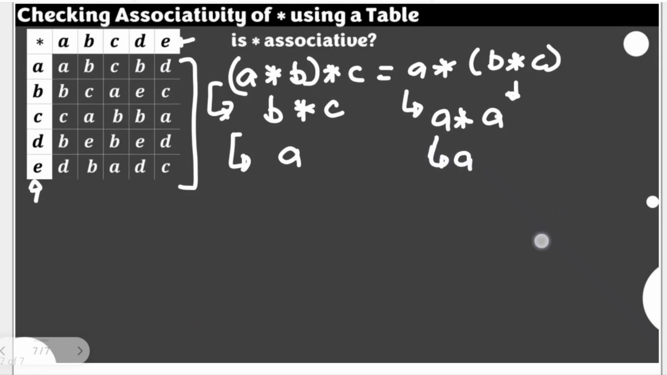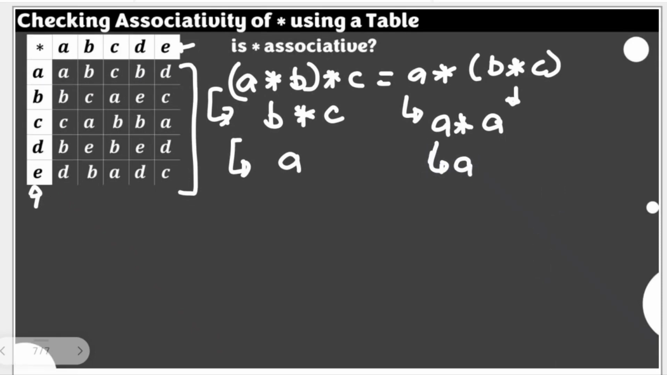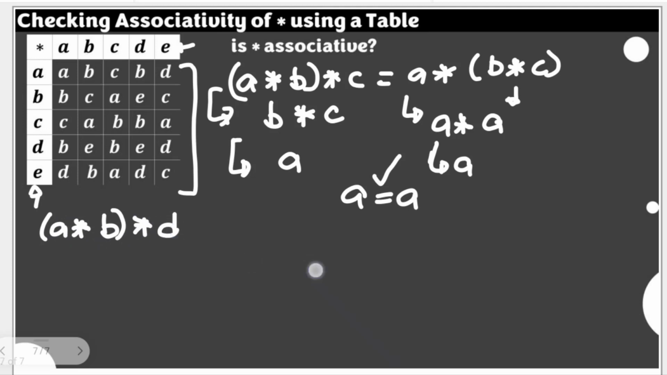Now, is it safe for us to say that our star is associative? Because we can see here that A is equal to A, and this satisfies the condition. As mentioned earlier, it's not enough for us to say that it's associative just by one example. Let's move further. What if we use here A star B, star D? Is it the same as A star, B star D?